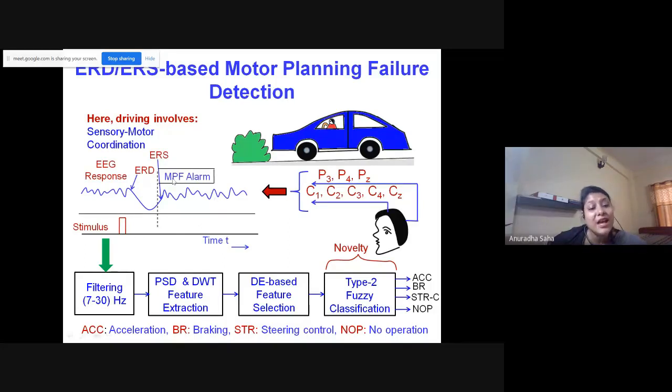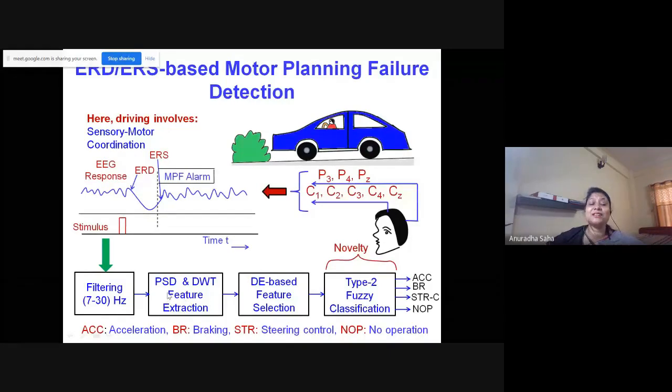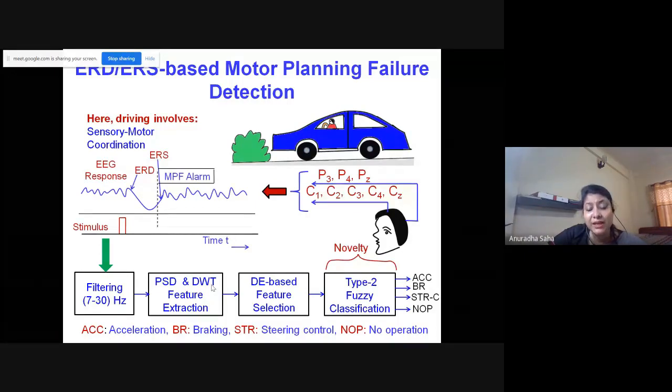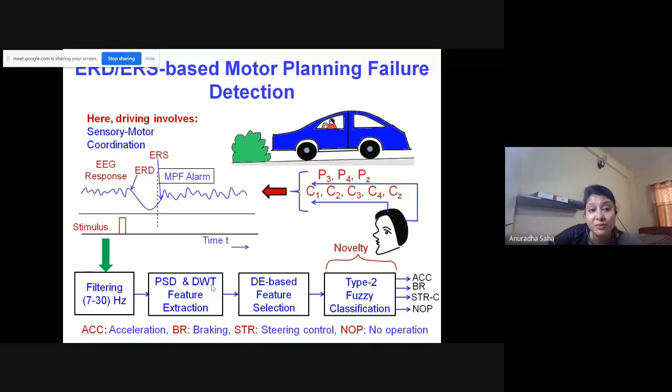Again, we have the filtering process, and then we need some feature extraction. Here we have taken power spectral density and discrete wavelet transform feature extraction, and you can ask why we are taking these specific feature extraction techniques, what the foundation behind that is.